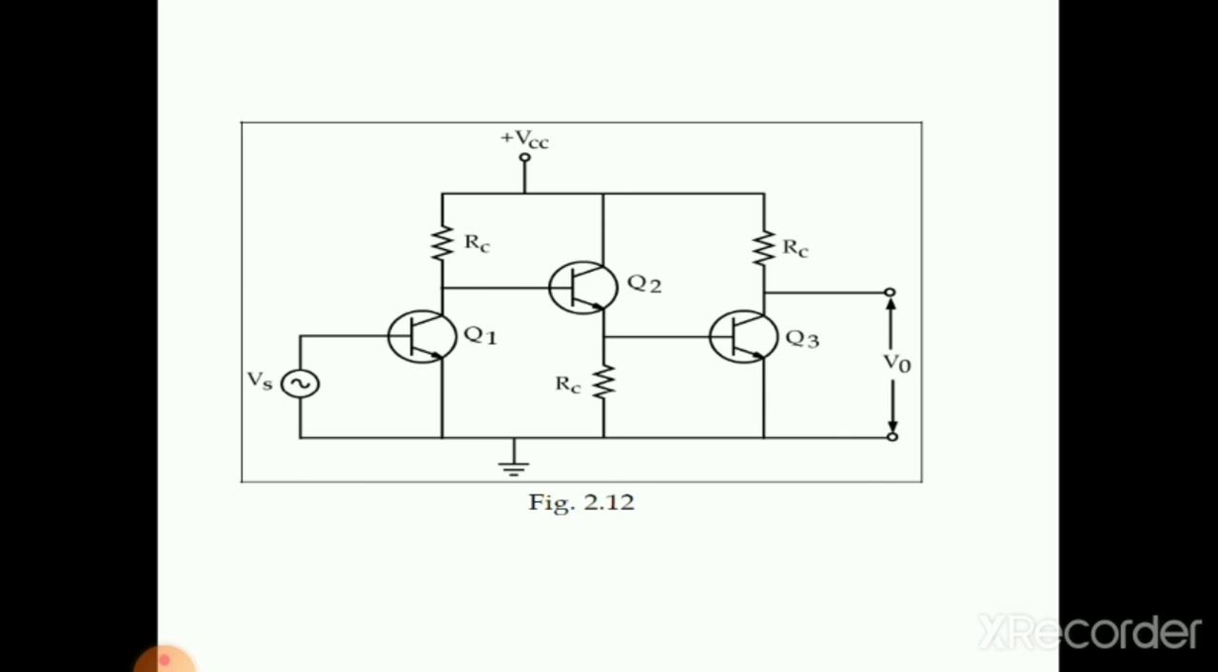So for Q2, because of transistor action, its output is available at RC2, which is given to the input of Q3. Again, because of transistor action, the input of Q3 is amplified and is available at RC3, and the final output is at RC3, which is taken as the final output of this amplifier.